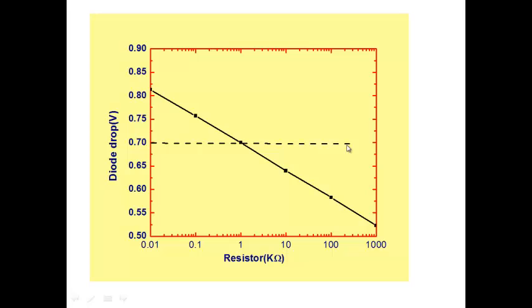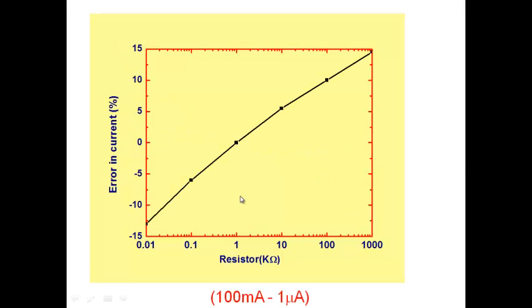So the diode drop is of course changing. At 1K, for example, the approximation is pretty good. At 1K, the current is 1 milliampere, and for our diode, the voltage is very close to 0.7. But if you go to very high values of resistors, which means very low current, then the errors will increase. Similarly, if you go to very high currents, the error will also increase on that side. This shows the error in the current that I get.